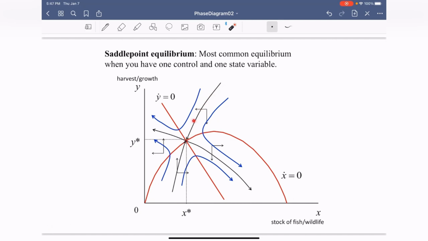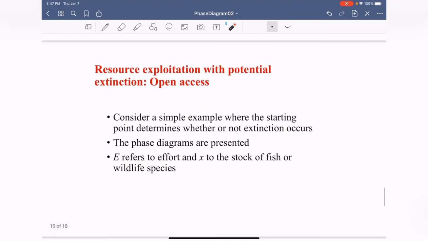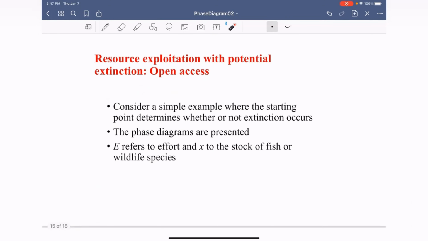So if you're on this line here, you go to the stable equilibrium. If you're anywhere off it, you're going to go, in this direction, to extinction. This will be extinction as well. And in these directions, you'll end up going to the carrying capacity of the resource. So with open access resource exploitation, you have the potential for extinction. Consider a simple example where the starting point determines whether or not extinction occurs.